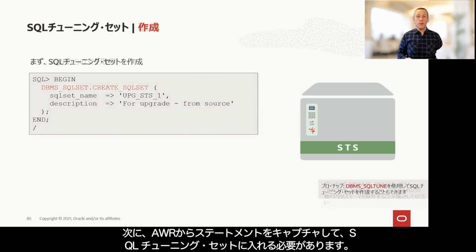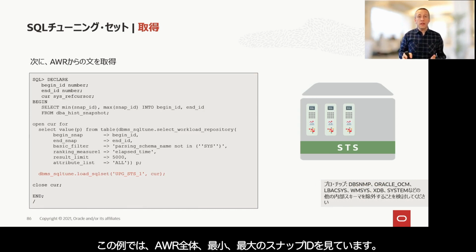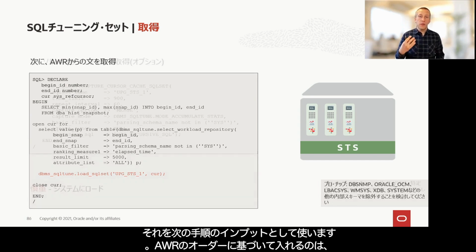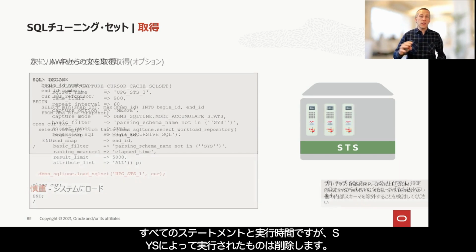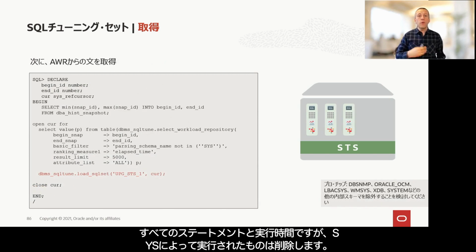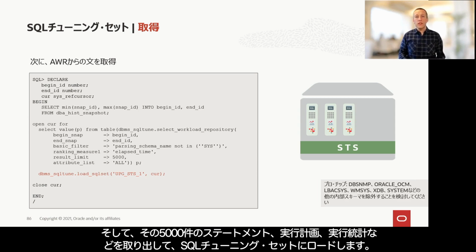Next, we need to capture statements from AWR and put it into the SQL tuning set. In this example, I'm looking at the entire AWR minimum and maximum snap ID. I use that as input to the next procedure, which looks in the AWR, orders all the statements by elapsed time, removes those that are executed by sys, and then takes the first 5,000 hits. And we then take those 5,000 statements, plans, and execution statistics, and so forth, and load them into my SQL tuning set.